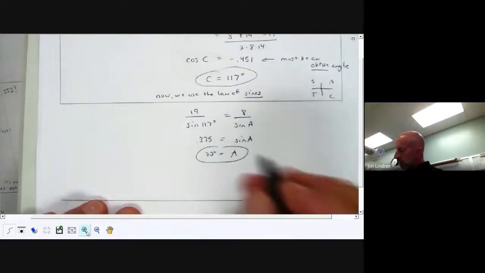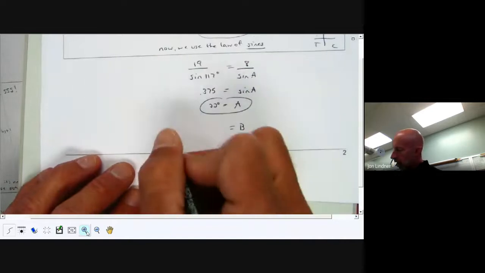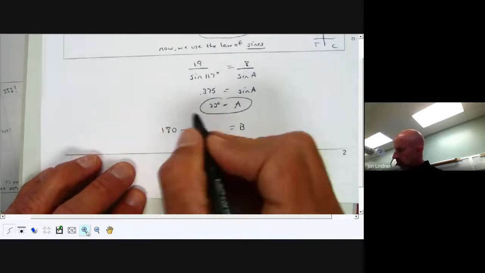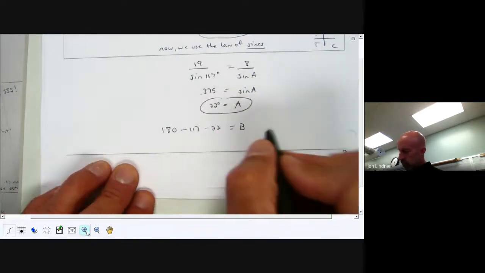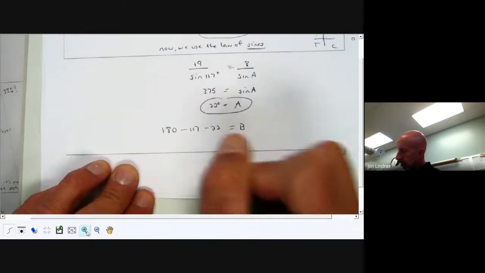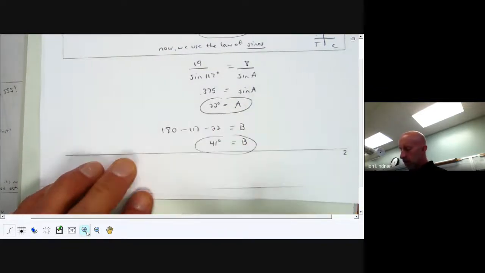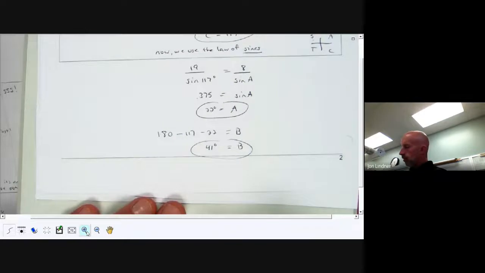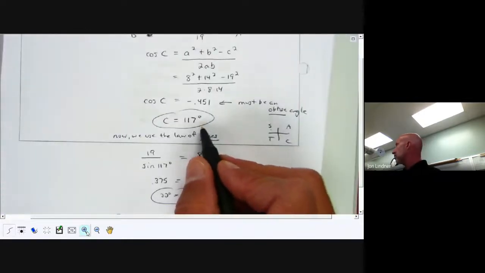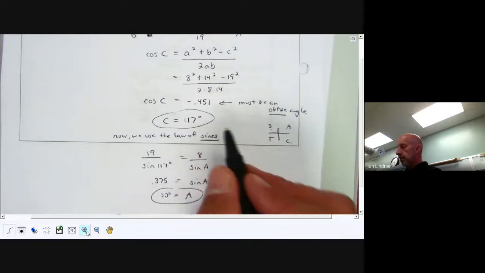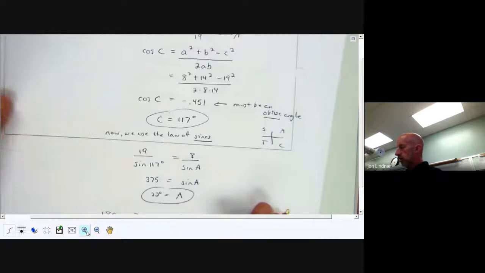So B is just going to be found by doing 180 minus the 117 minus the 22. So angle B is 41 degrees. Okay. Now I want you to remember what I told you about the fact that a triangle can only have one obtuse angle. This tells me that there's only one possibility. All right. Let's go to our next example.